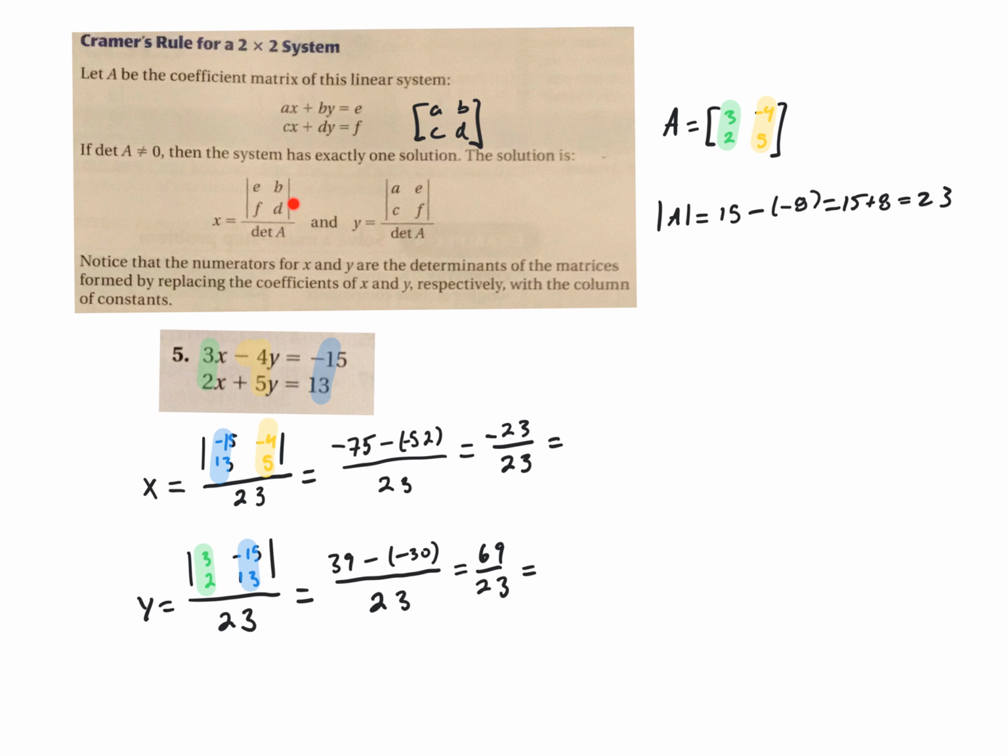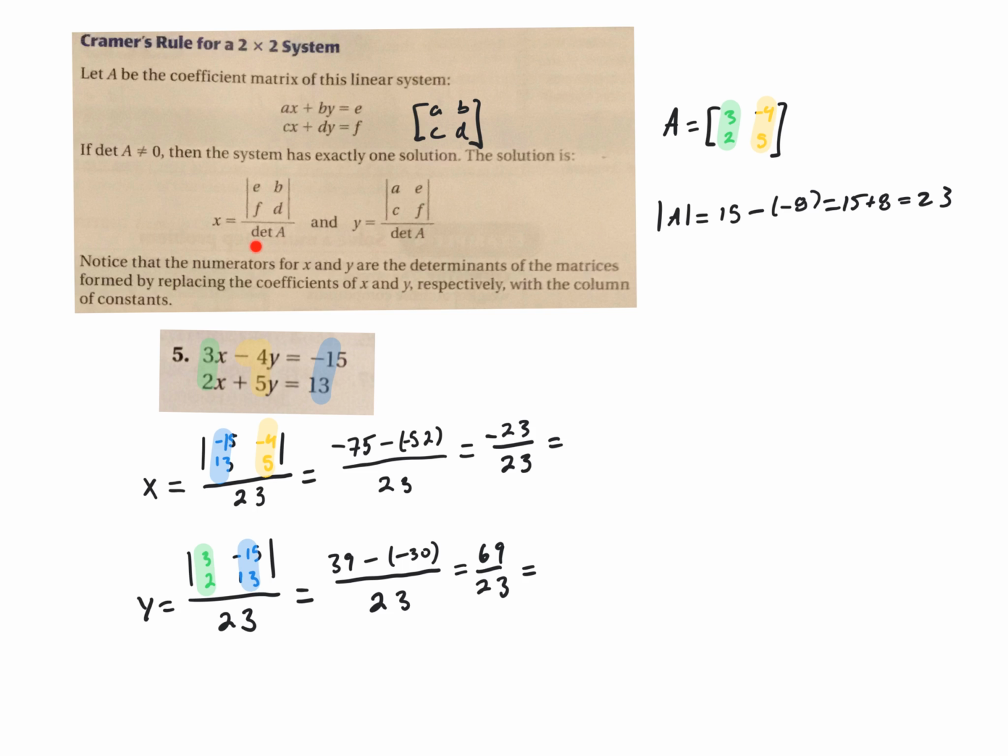Notice on the numerator, it's the determinant of this coefficient matrix here, but since I'm solving for x, instead of the x column, I use the constants over here. When I'm solving for y, instead of using the y column of this, I use the constants over here.